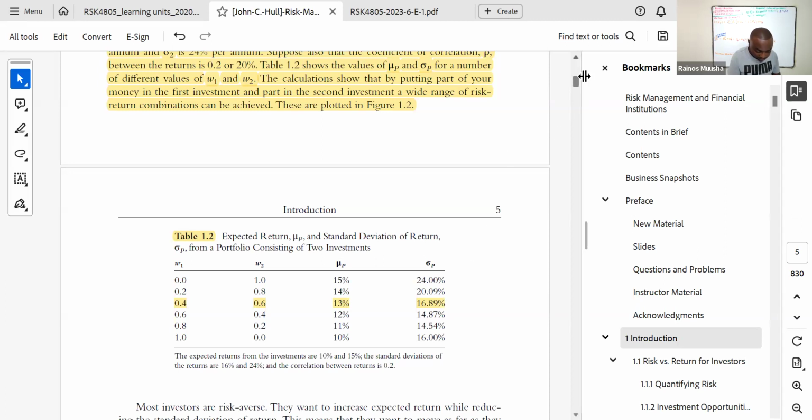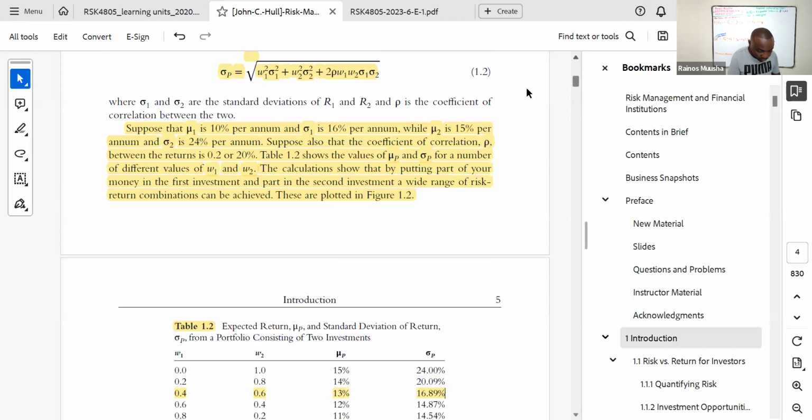So remember, the information, apart from the weightings, is already given to us in the question, isn't it? So we know asset 1 has an expected return of 10%. Asset 2 has an expected return of 15%. Asset 1 has a weighting of 40%, which is 0.4, and asset 2 has a weighting of 0.6, which is 60%. So given this information, we should be able to determine the expected return of the portfolio, isn't it?